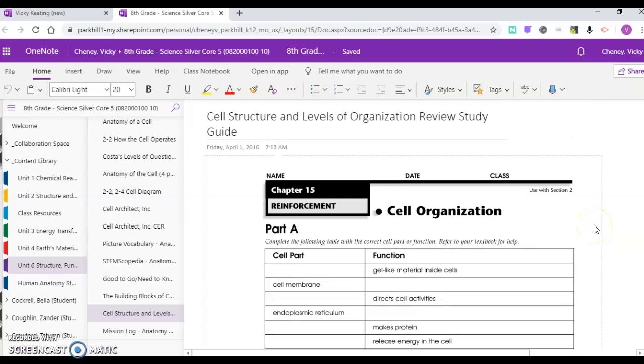On Schoology, I also have a link for a game that is kind of fun. It is kind of like Chutes and Ladders, but it is with the cells. So I suggest you try playing that and studying the Quizlet to help you for your quiz. If you have any questions, please feel free to email me.